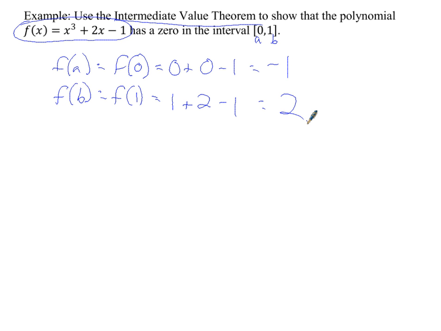Okay, so can I use the intermediate value theorem here? Is the function continuous? Yes, it's a polynomial. So the function's continuous over some interval from a to b. The other part is f at a and f at b can't be the same thing. Are they the same thing? No. All right, so we have different numbers here. We are looking for a 0. So using the intermediate value theorem, what can we logically say?